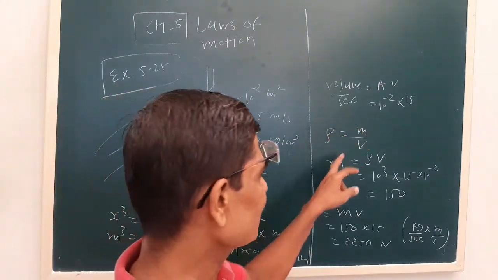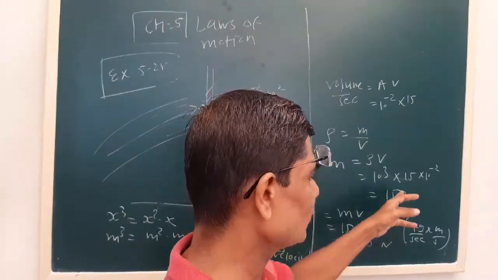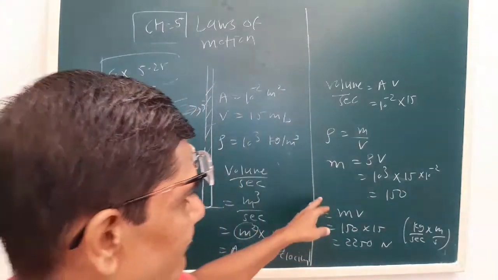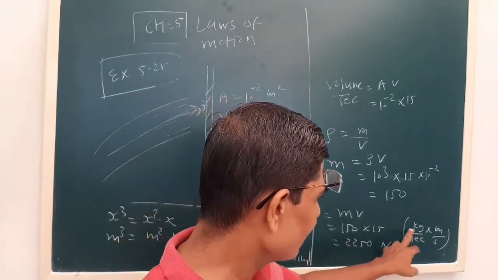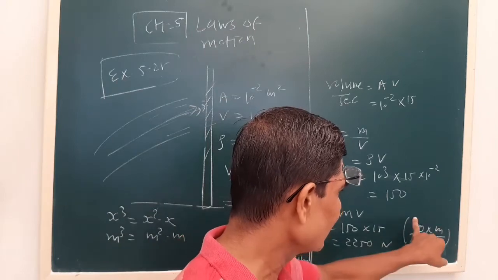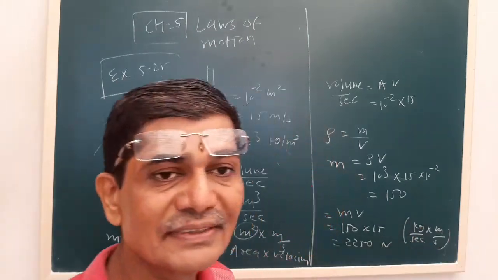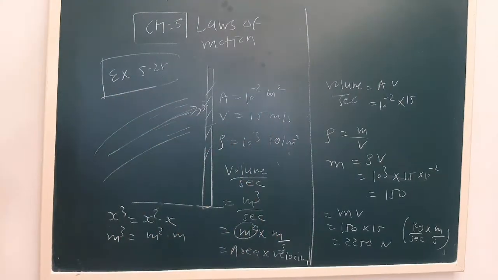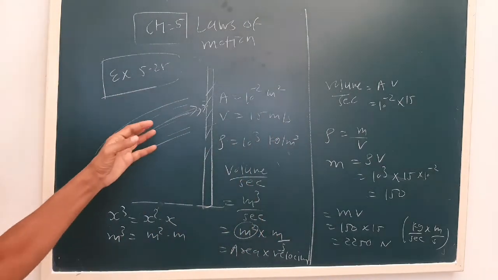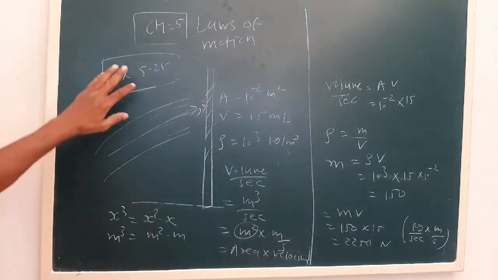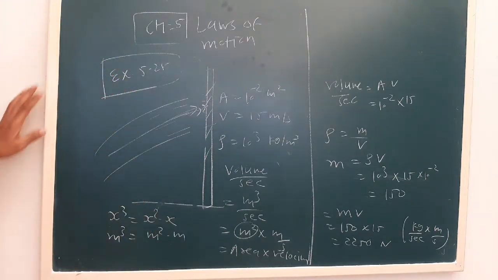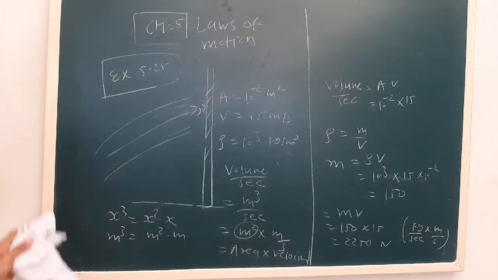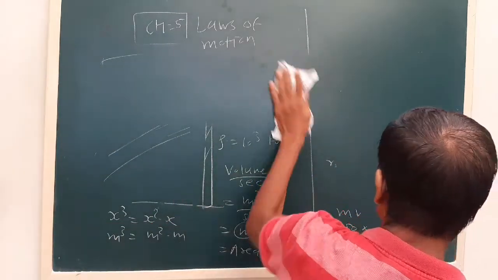Now density is mass upon volume, so mass we have obtained. Actually this is kg per second. Now mv: this is kg per second, 150, and velocity is meter per second. Kg meter per second square is Newton. So this is how the force exerted on the wall by the flow of the water is 2250. So this is nothing but our exercise number 5.28. Now see, next is exercise number 5.29.